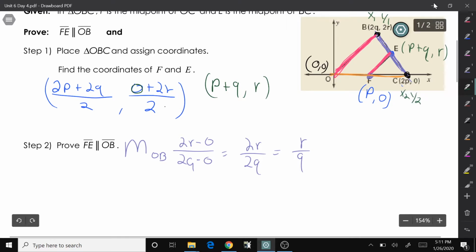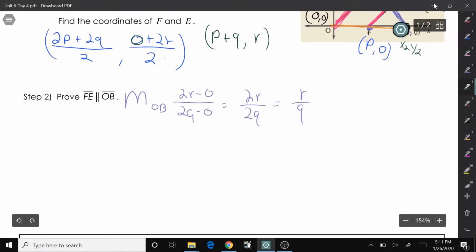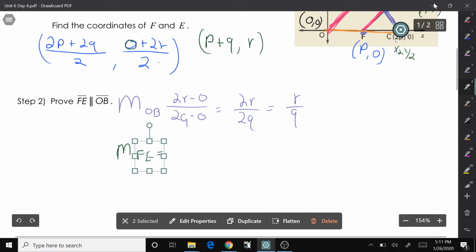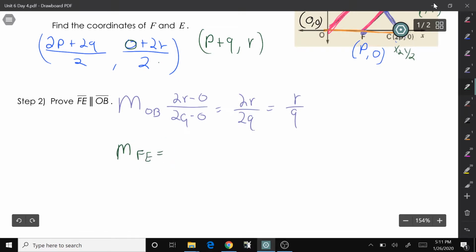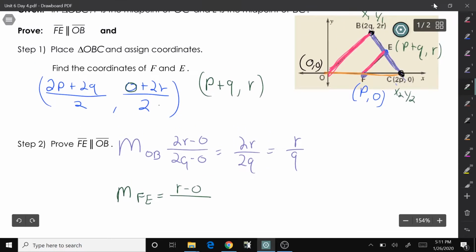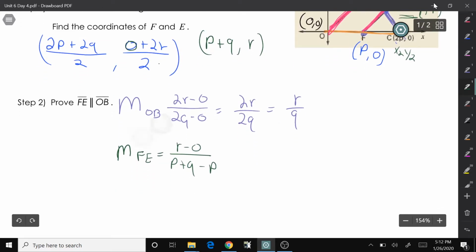We're going to do the same thing for FE. So the slope of FE is equal to, okay, r minus 0 over P plus Q minus P. And that's going to equal r over, well, P minus P is 0, so over Q. So these two lines have the same slope. That means they are parallel.